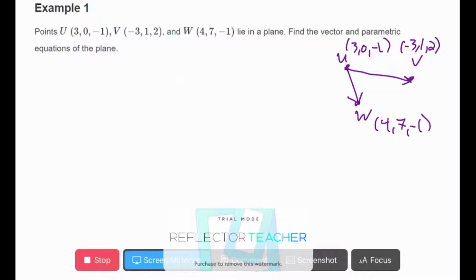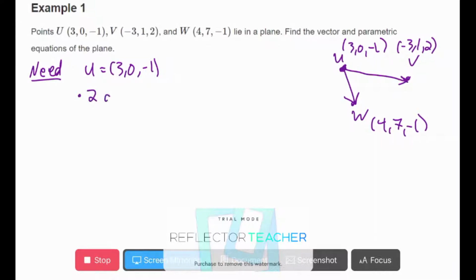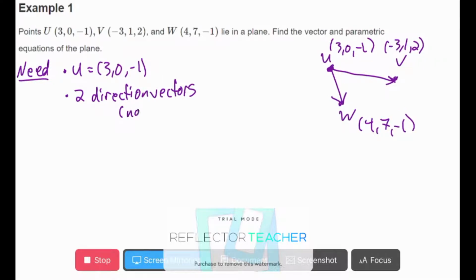And remember, to define a plane, we need a point and two vectors. So I can use point U. So what do I need to define my plane? I need a position vector or a point. So we're going to use U. And we need two direction vectors. So our two direction vectors are going to be my UW vector and my UV vector. So let's just list that here for a moment. I need a point U and two direction vectors. And remember, they need to be non-collinear.